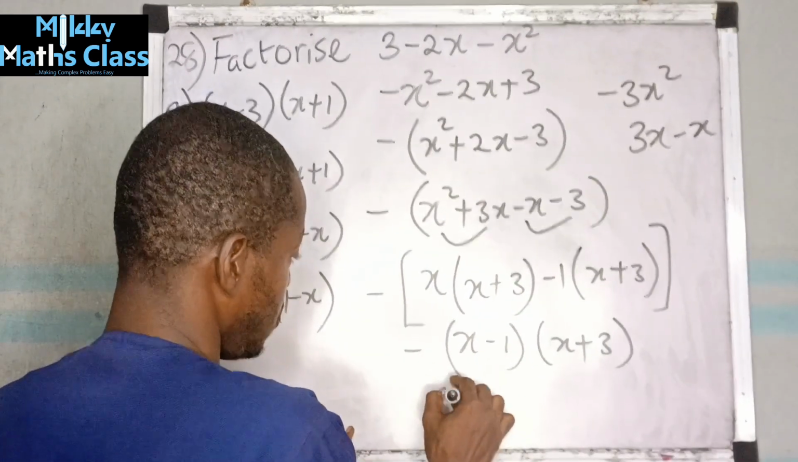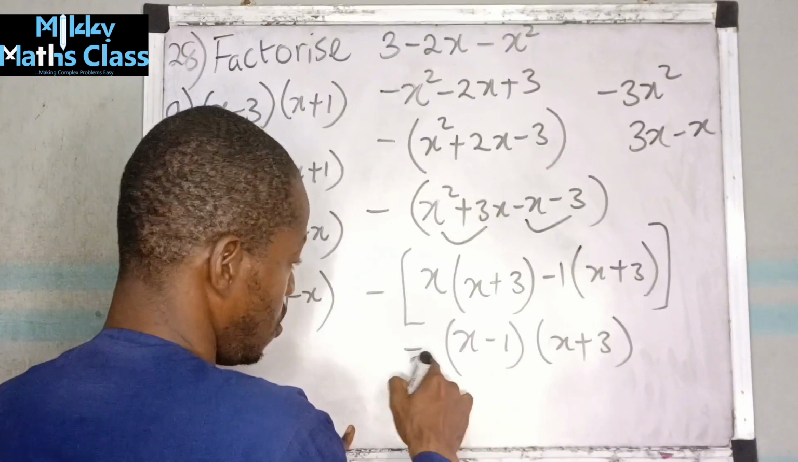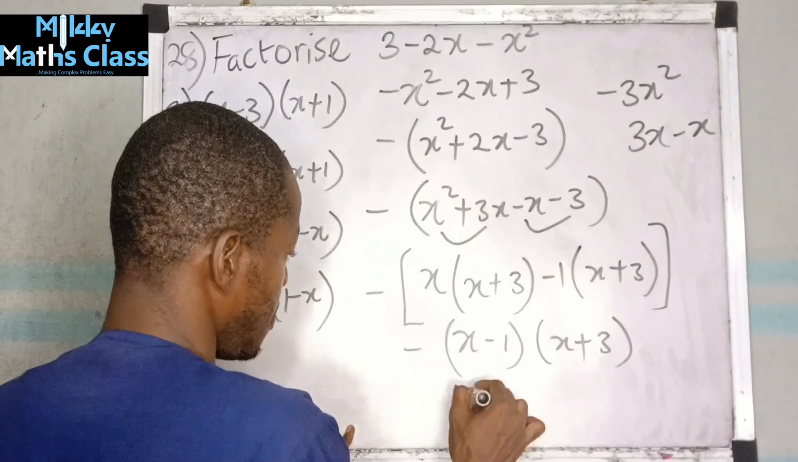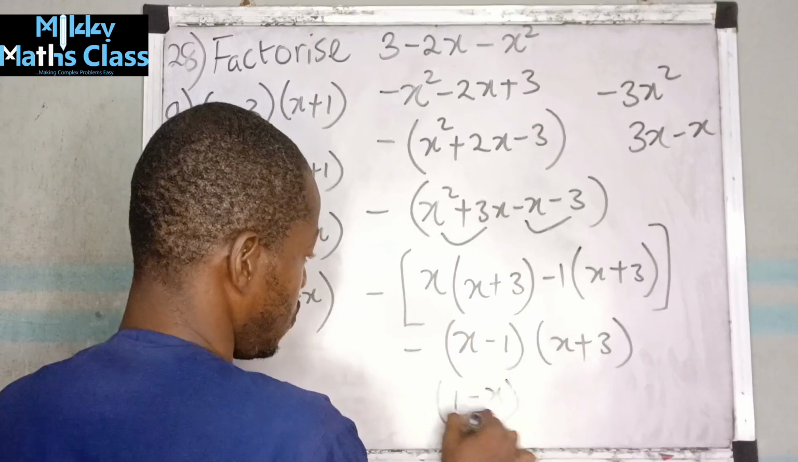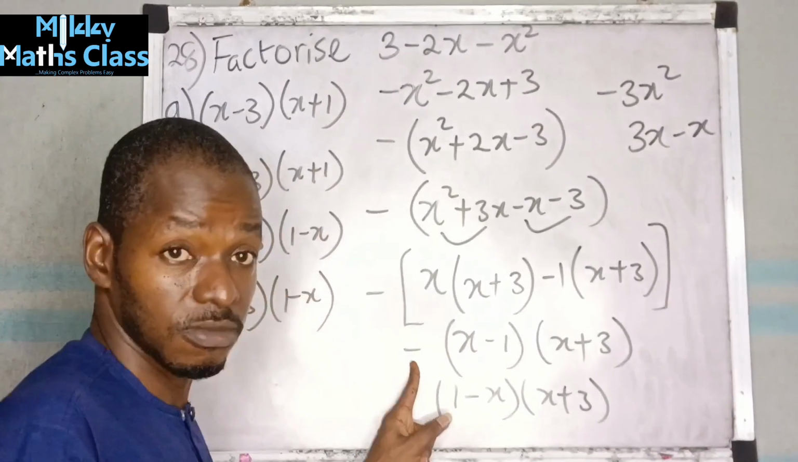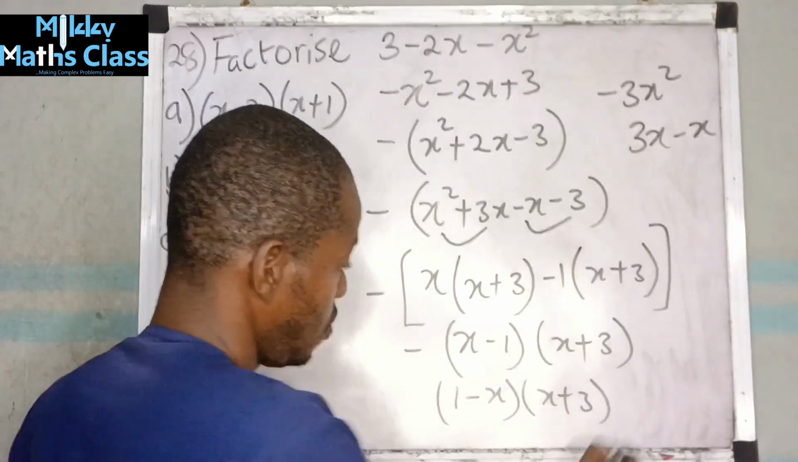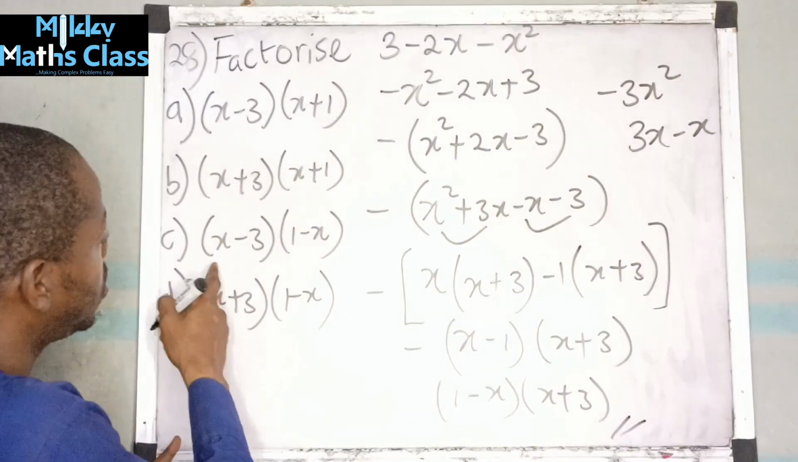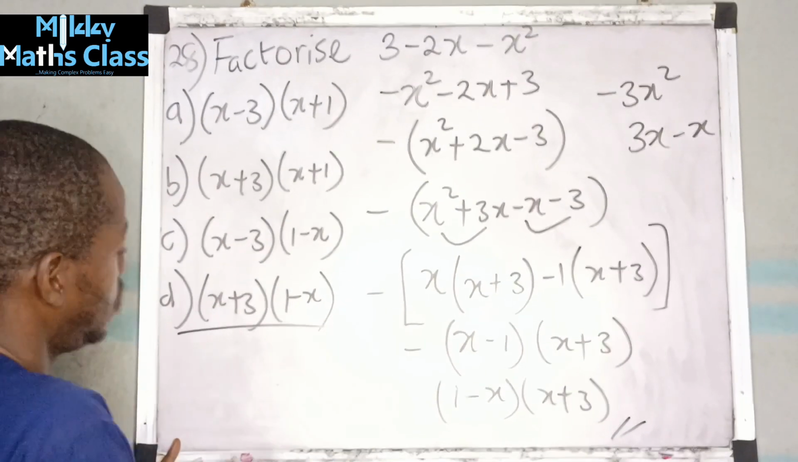This is the same thing as negative x plus 1, so 1 minus x. Then you have x plus 3. When this negative goes into this, this is option D.